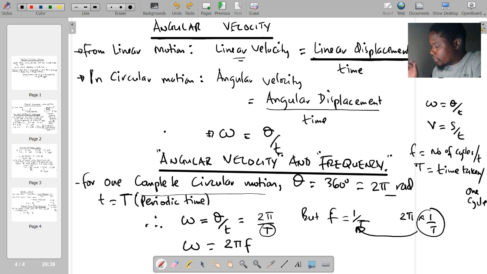All right, so this is very important for you to understand, and after this we'll go to part 2 of this lesson, and we'll talk about the relationship between angular velocity and linear velocity.